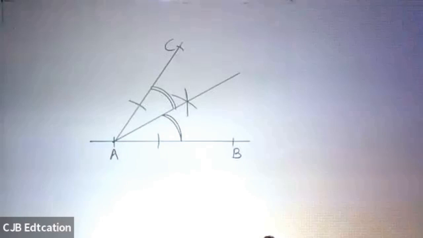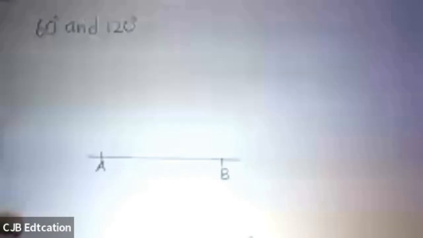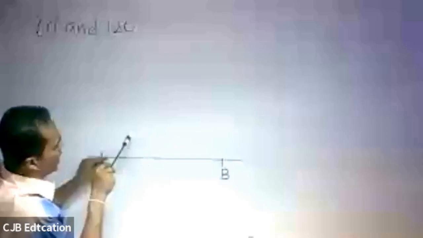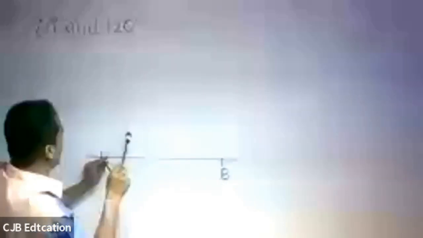Constructing angles: construct the angle 60 degree. Now we are going to construct the 60 degree angle here. We should take some distance on the compass, put the tip on the point A, and draw an arc here and another arc here.